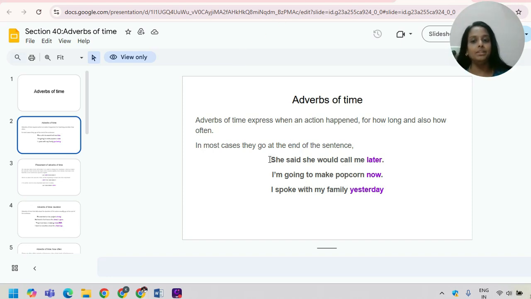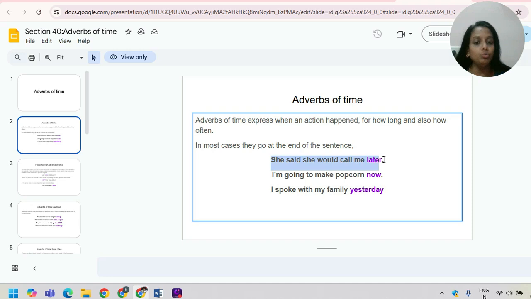Say, for example, she said she would call me later. I'm going to make popcorn now. I spoke with my family yesterday. So the words like later, now, yesterday, all express the time when the action happened, or sometimes they will also tell you how long it happened for or how often it can happen.